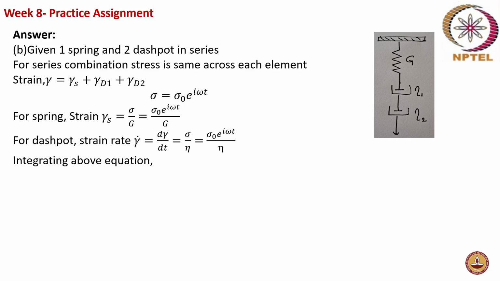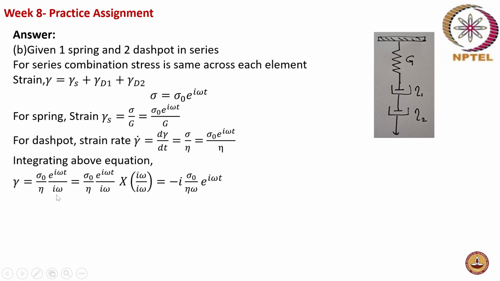So we integrate the above equation, because the question asked is what will be the strain for the periodic stress applied. For that, your dashpot strain rate relation should be converted to a strain relation. Because we have the differential form, we have to do the integration to get the strain. So γ is equal to σ0 by η e^(iωt) by iω. Doing the mathematics, because the complex i is in the denominator, we make it the numerator by multiplying and dividing by i, and you'll get minus i σ0 by ηω into e^(iωt).